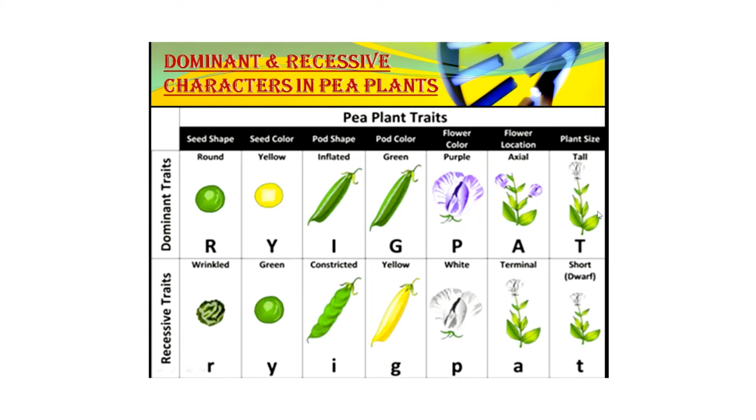Now, height we have already discussed. The tall height of the plant is dominant, denoted by capital T, followed by short height, which is recessive, denoted by small t. If you can remember the dominant characters and recessive characters in pea plants and the letters used, it will be very easy when we start with Mendel's laws.